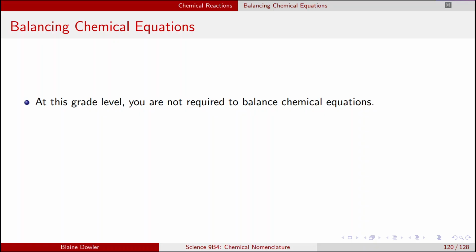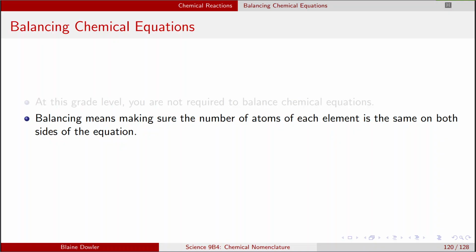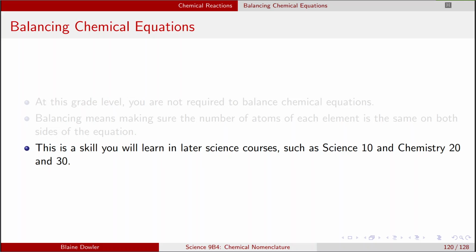So, for balancing chemical equations at this grade level, you are not required to balance chemical equations. You don't have to figure out what coefficients will keep the number of atoms the same. That's what balancing is. It means making sure the number of atoms in each element is the same on both sides of the equation. It's a lot of least common multiple stuff. This is a skill that you will learn in later science courses, such as Science 10. That's where you learn a lot of it, and you will be doing it constantly in Chemistry 20 and 30.